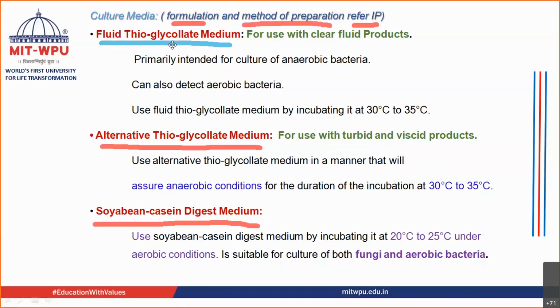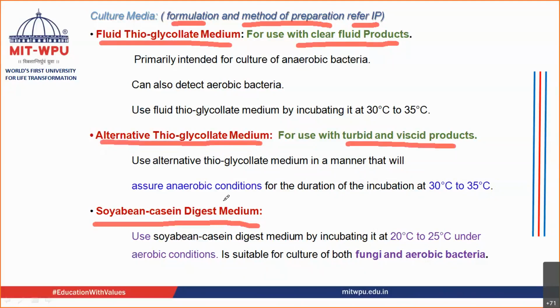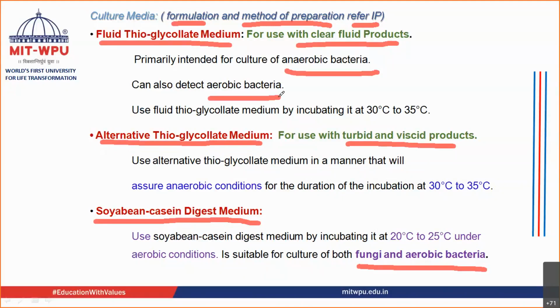Now, fluid thioglycolate medium is basically used for clear fluid products. Your alternative medium is used for turbid, viscous and viscid products. Your soybean casein digest medium is used for both fungi and aerobic bacteria, whereas fluid thioglycolate medium is intended for anaerobic bacteria. It can also detect aerobic bacteria.